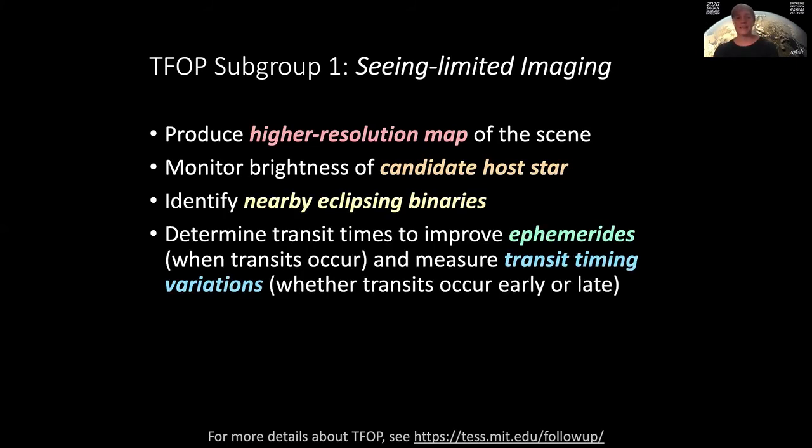In some cases, if you have sufficient aperture and sufficiently stable conditions, you might be able to precisely determine the time at which the transit occurs and to measure whether there are any deviations from the expected transit time. These transit timing variations provide a way to measure the mass of a planet due to gravitational perturbations from planets in multi-planet systems. So that's subgroup 1.